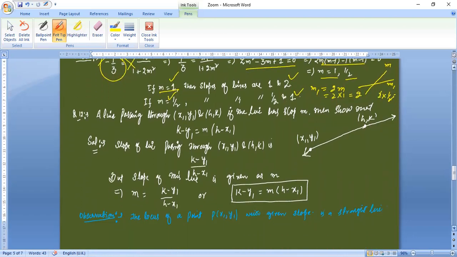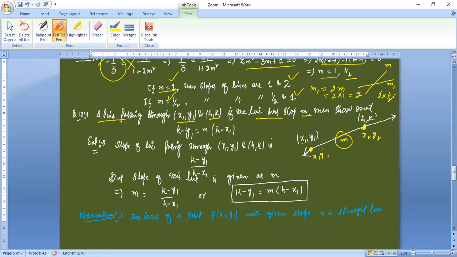Now one more question is, a line passing through 2 points x1 y1 and h comma k. If the line has a slope m, it is given that we have a line, 2 points are given on it, that is x1 y1 and h comma k, right? And slope of the line is m, right? See, slope is given to be m, right? But we can find the slope of this line, because 2 points are given. So say this is x2 y2, say this is x1 y1, right? So y2 minus y1 divided by x2 minus x1.